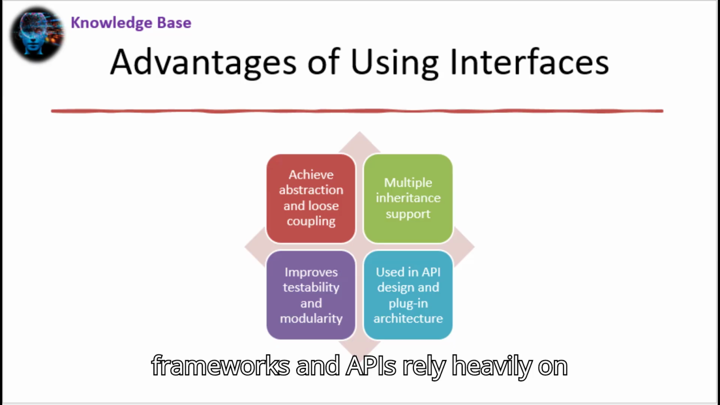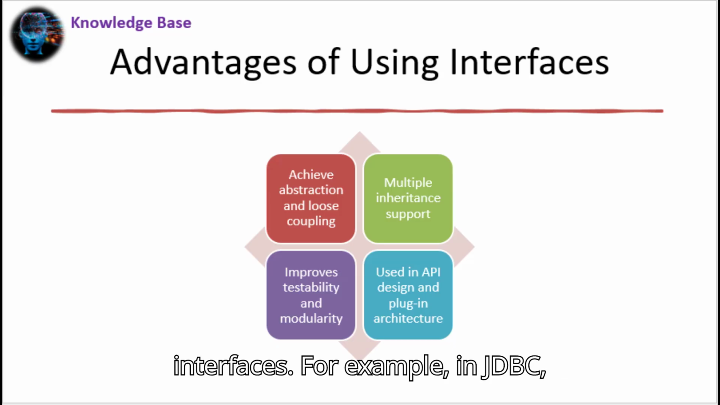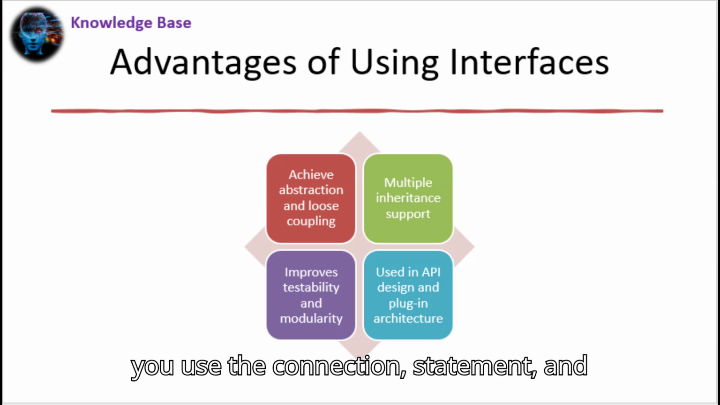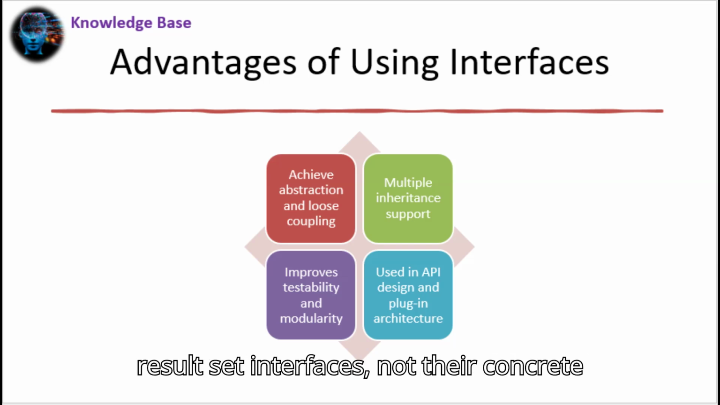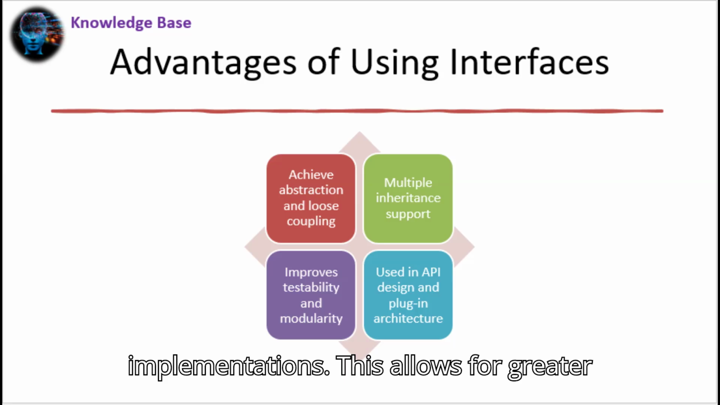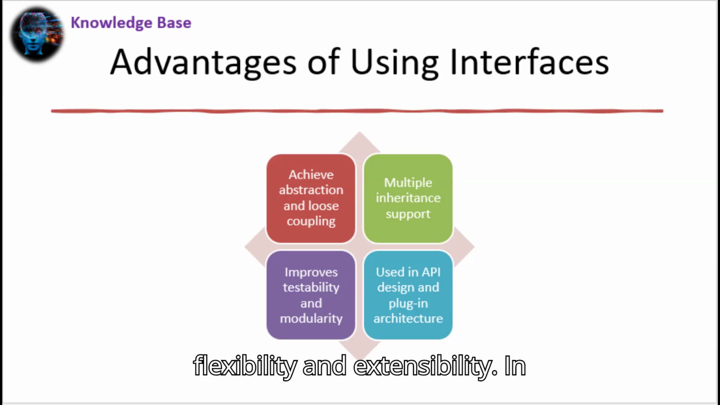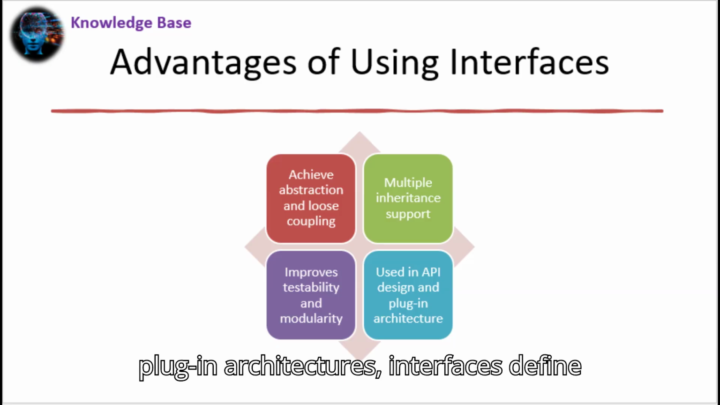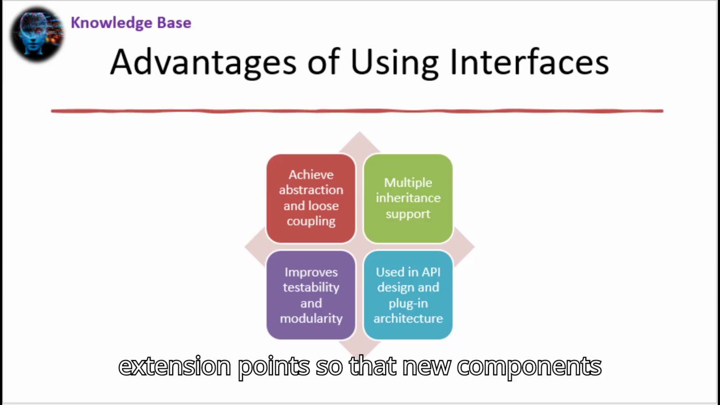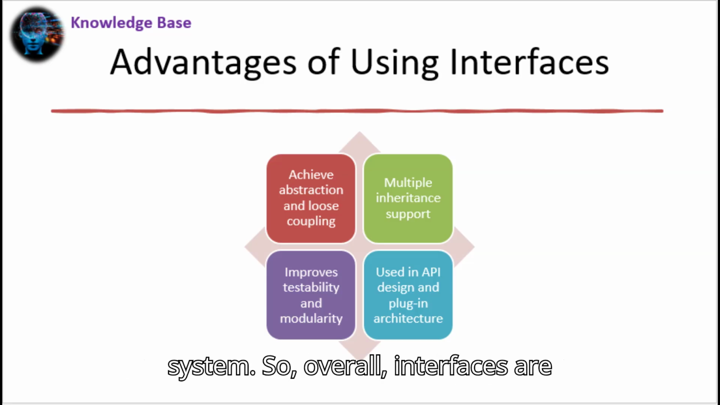Most modern frameworks and APIs rely heavily on interfaces. For example, in JDBC, you use the connection, statement, and result set interfaces, not their concrete implementations. This allows for greater flexibility and extensibility. In plugin architectures, interfaces define extension points so that new components can be added without modifying the core system.